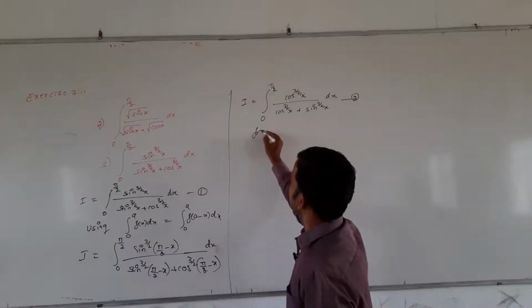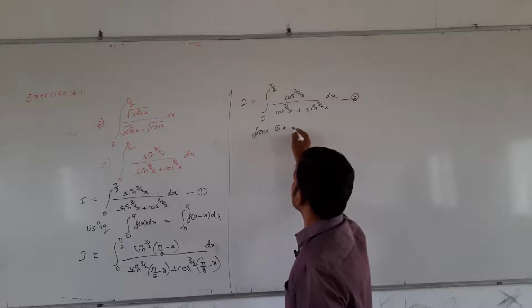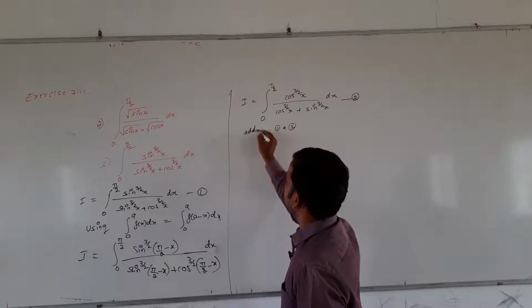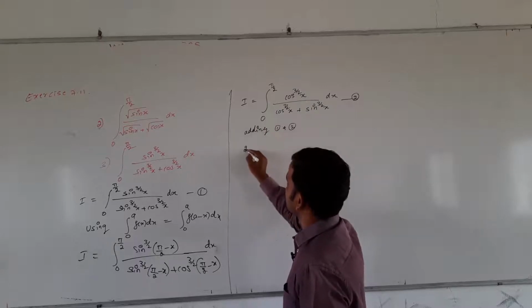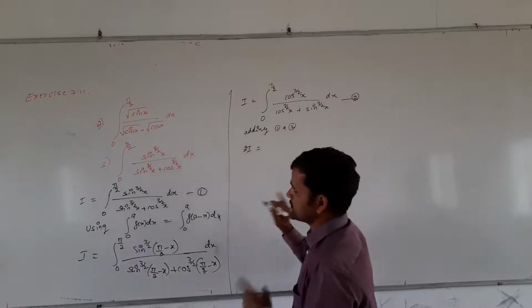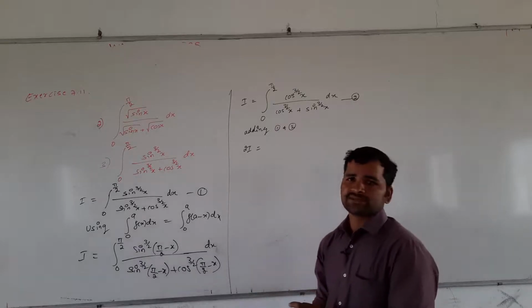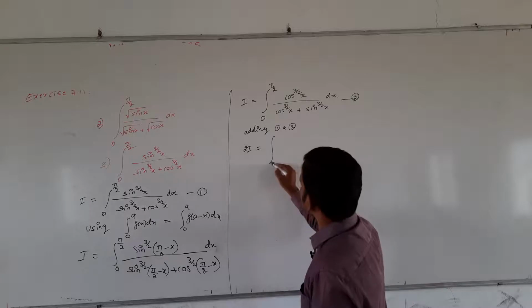Yes, from 1 and 2 what can I write? From 1 and 2 in the sense adding 1 and 2. I plus I is equal to 2I. See, on the right hand side 0 to pi by 2, 0 to pi by 2, two integrals will be there. I am writing in a single step.